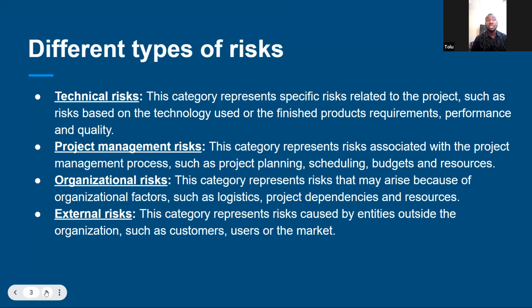Another one is project management risk, which is a category that represents risk associated with the project management process, such as project planning, scheduling, budget, and resources. So in project management risk, the risk comes from when you do not plan very well, or maybe when the budget that you have is too small. That's a risk for the project. When you check the scope to see if the budget is enough, and you see the budget is not going to take on the project, that's a risk that has to be sorted.